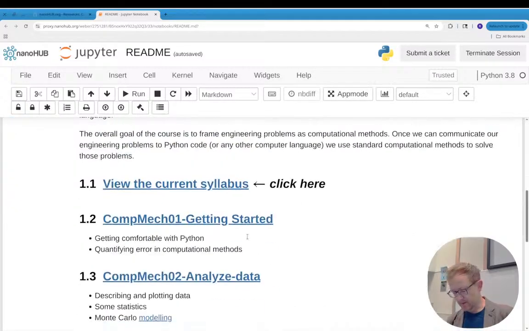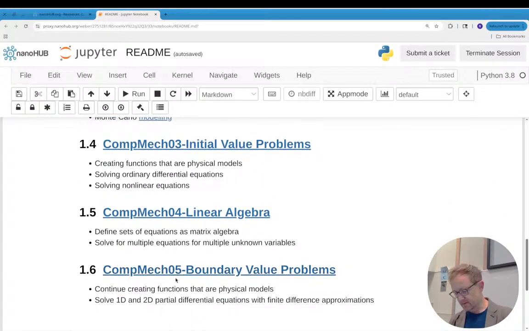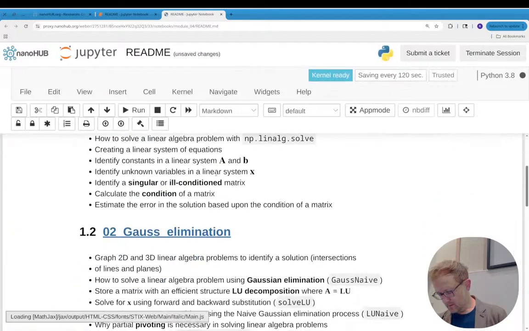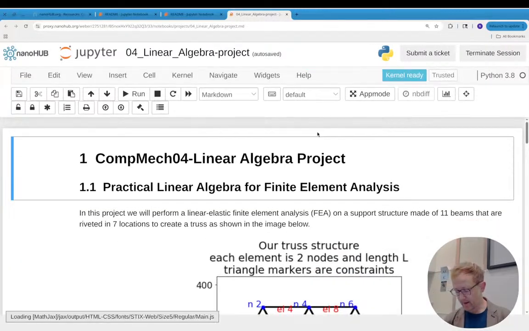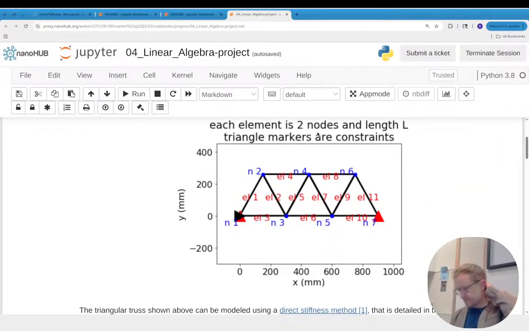Cool. So we're here, last module. Well, I mean, there's module 5, but last required module, last required project. Looking at some linear algebra for finite element analysis. And this one's a truss structure, but really it's the same problem as our first problem in homework 4. It's just now we have a 2-dimensional stiffness matrix rather than just 1-dimensional.